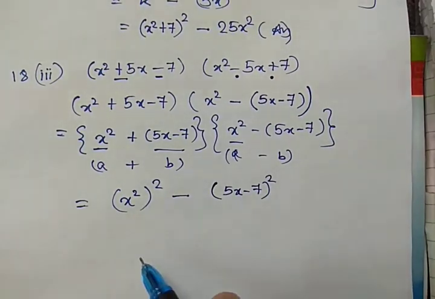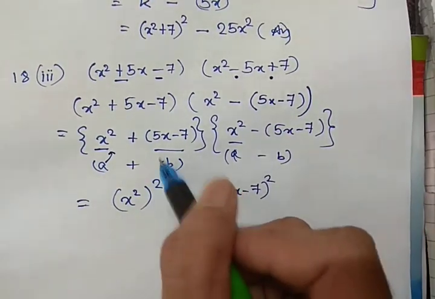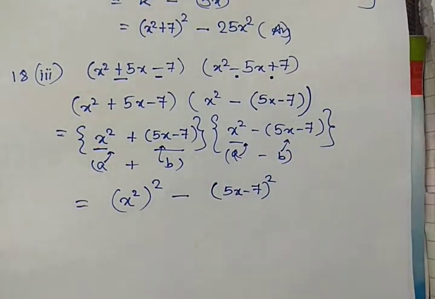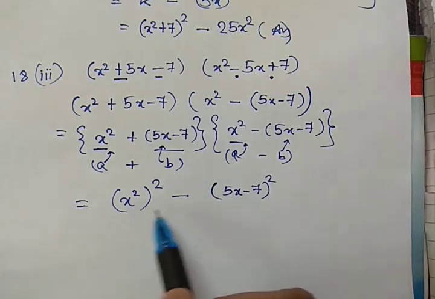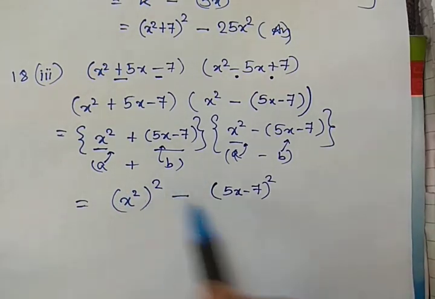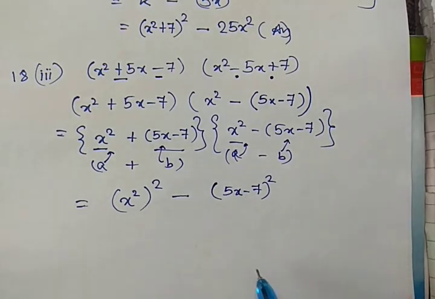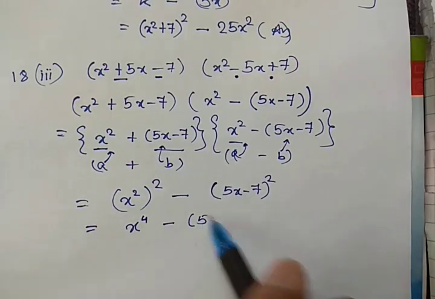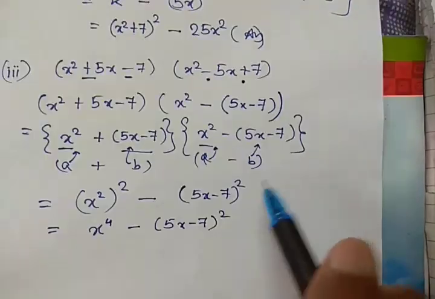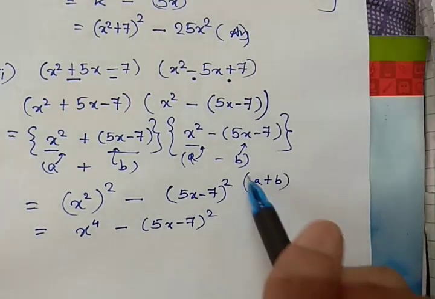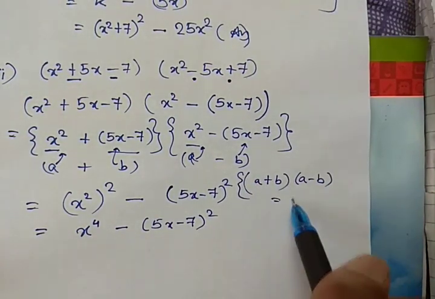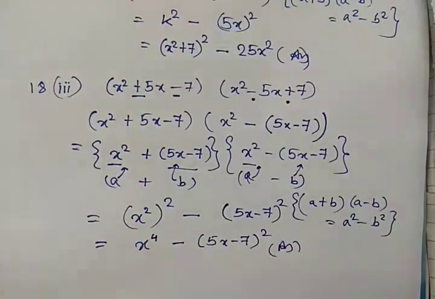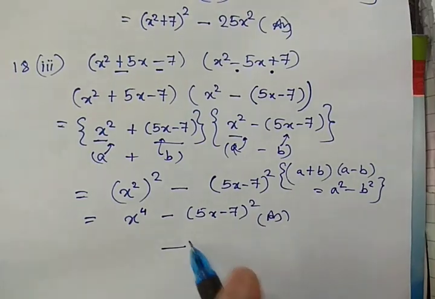Okay, so a square minus b square. In this case a is x square and b is 5x minus 7. So (x square) whole square minus (5x minus 7) whole square. Clear? So this becomes x to the power 4 minus (5x minus 7) whole square. We are again applying (a plus b) into (a minus b) equals a square minus b square. Clear? So this concludes all the doubts of exercise 5.3.